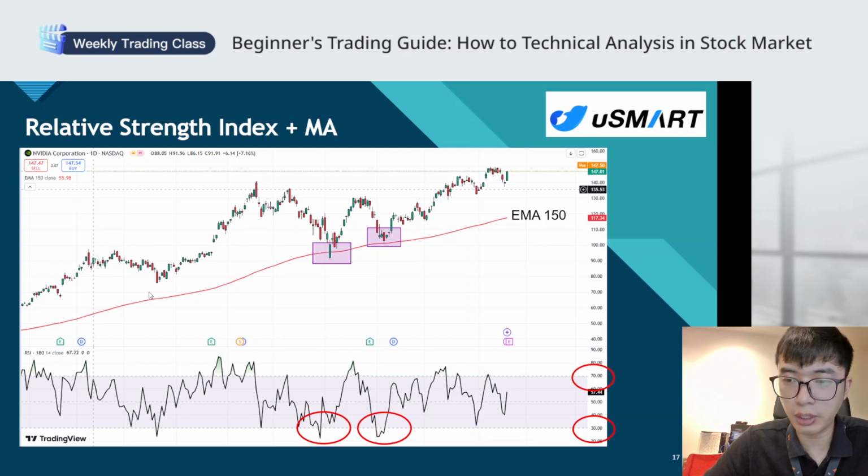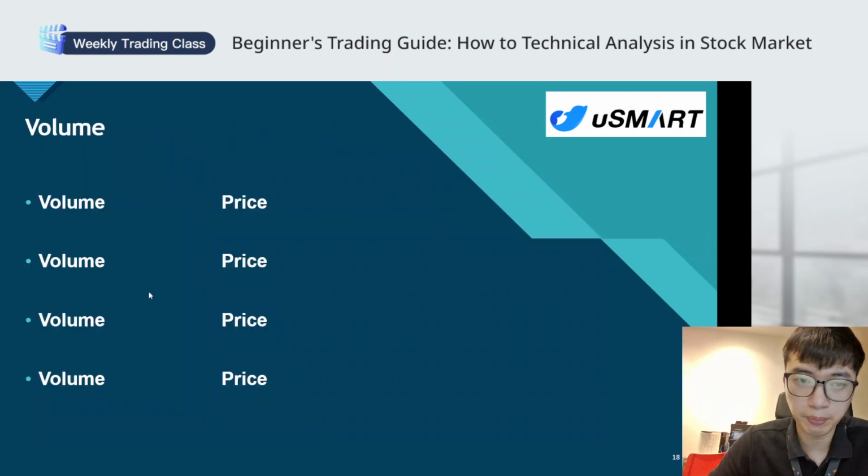Usually, for long-term investors, we will try to wait for the stock price to retrace to the 150 or 200, and then combine it with the relative strength index, then we can try to buy, try to scoop up the shares, right? So this is how we do entry.